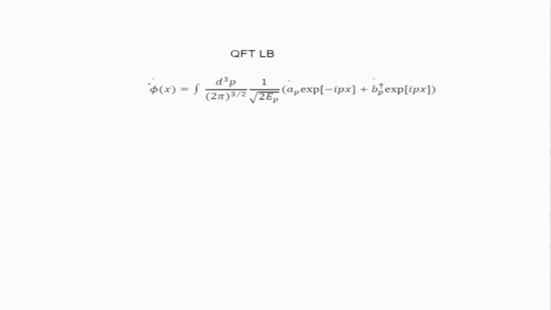So, I construct this field operator phi. Phi is a wave function, okay, but it is an operator. For the wave function I construct an operator phi. So, this A_p is a destruction operator for the particle, and A dagger is a creation operator. But B is a creation operator for the antiparticle. So, A is the particle and B is the antiparticle.